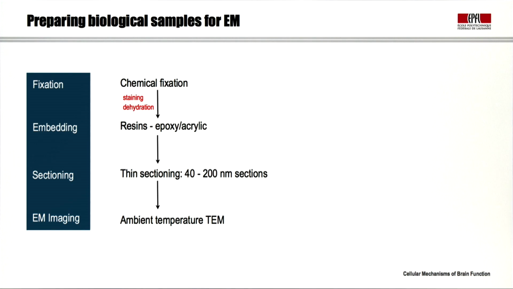So for imaging the brain with electron microscopy, we generally use a scheme that's outlined here. We generally use a chemical fixation, and after chemical fixation, we then use a staining technique, dehydration, and then we embed them in resins. These can be epoxy or acrylic resins. These can then be sectioned very thinly, 40 to 200 nanometer thick sections typically in a transmission electron microscope. And then these are imaged at ambient temperature in the TEM.